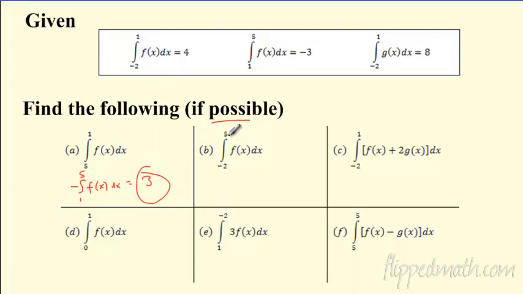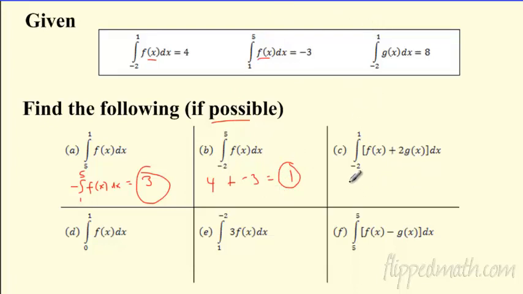Awesome. Can I go from -2 to 5? Sure. Because it's the f of x of both of these, I'm going from -2 to 1, which is 4, plus 1 to 5, which is -3. That's going to give me a big fat 1 there. So that's that decomposition property right there.